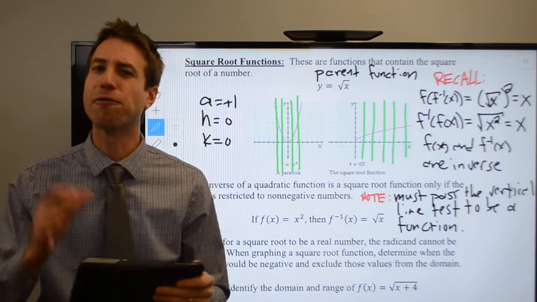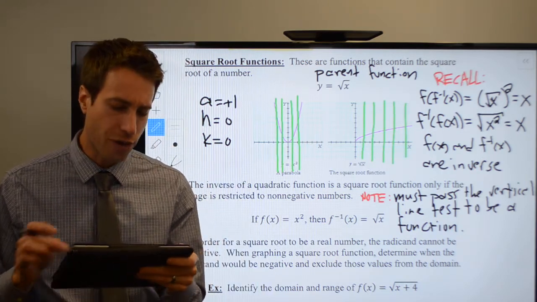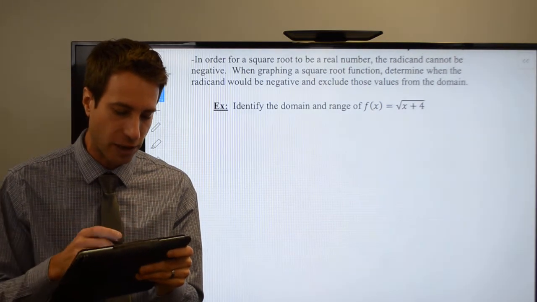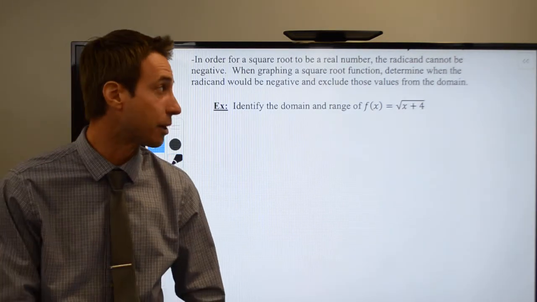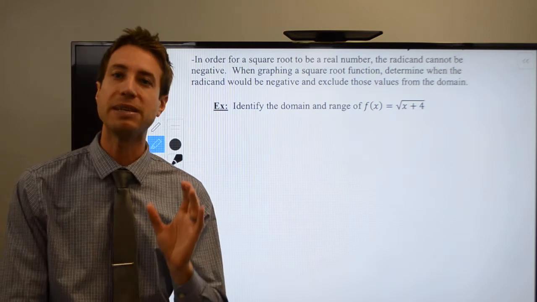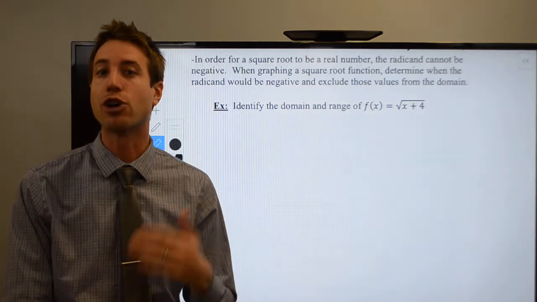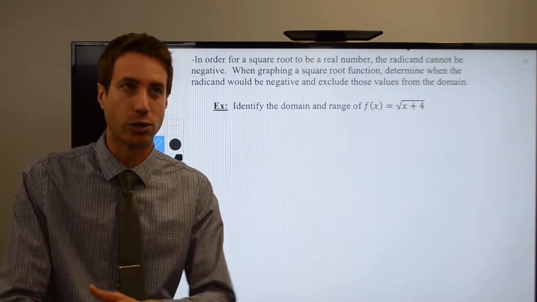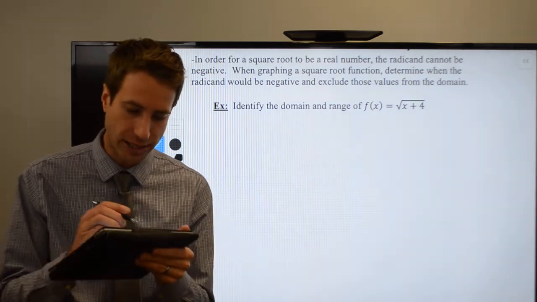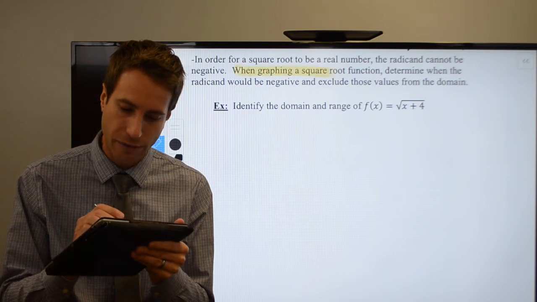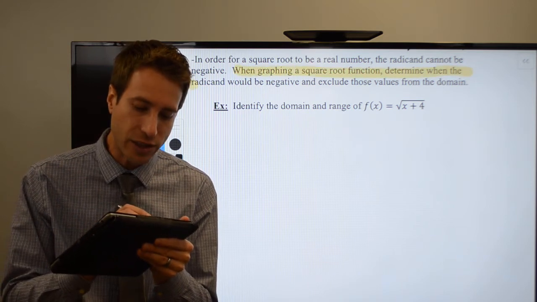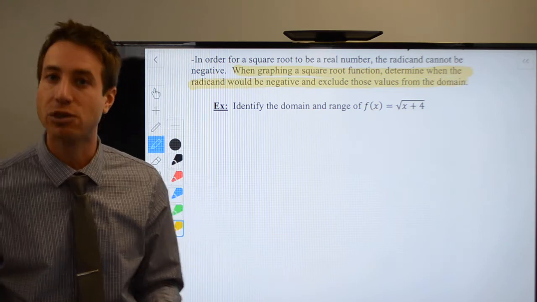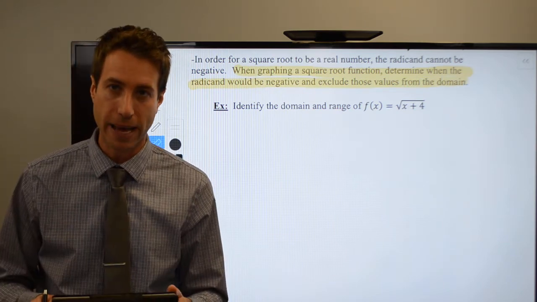Now, before we get into graphing, there's one other really important thing I have to talk to you about when it comes to these radical functions. There are going to be values that we need to exclude or eliminate or just leave out. When graphing a square root function, you'll need to determine when the radicand would be negative and exclude those values from the domain.